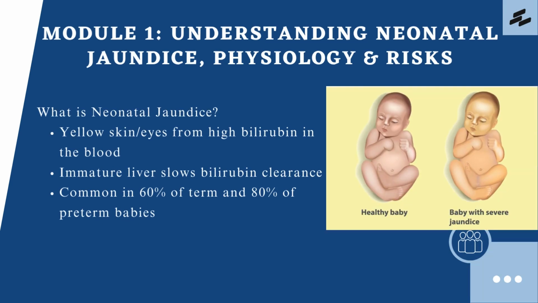What is neonatal jaundice? Neonatal jaundice is the yellowing of a newborn's skin and eyes due to elevated bilirubin. This happens because the immature liver processes bilirubin more slowly. It's incredibly common, affecting about 60% of full-term babies and 80% of preterm infants. Although usually harmless, close monitoring is essential. The key is knowing when jaundice is physiological and when it indicates a problem.